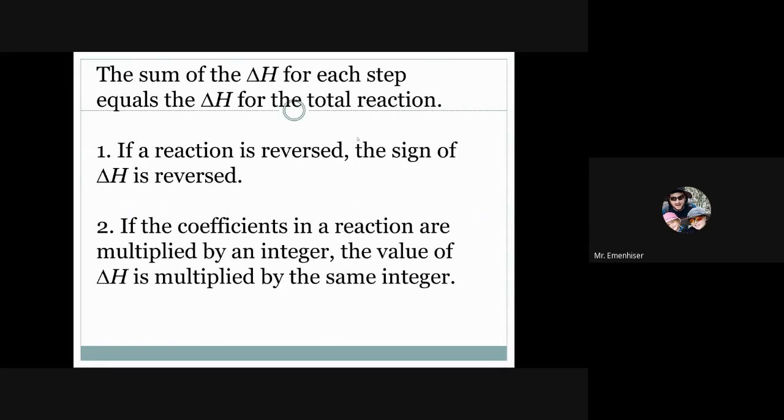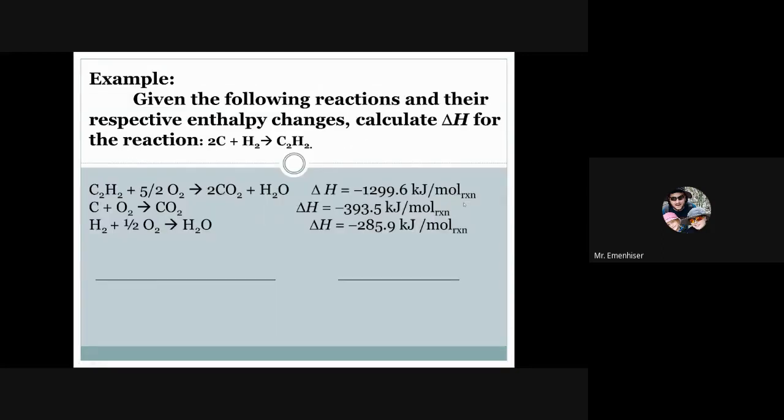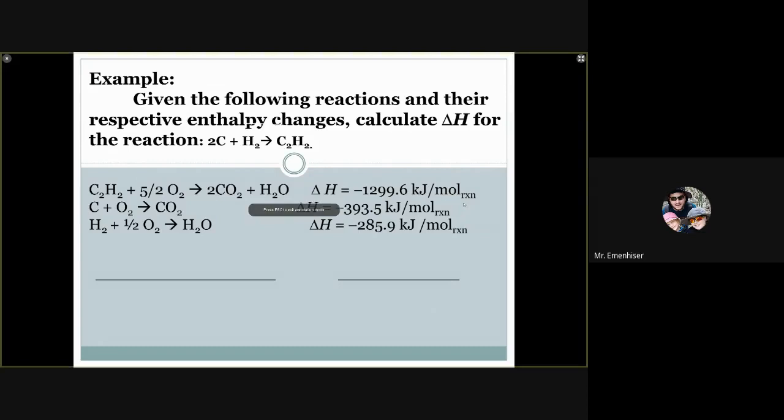H for the reaction. So let's look at the example that we did last time. This was a pretty simple one. We've got 3 reactions here, and we are going to try to get this target reaction. This is our target reaction. Okay, there we go. And we've got these 3 reactions here. All right, so if we look at our reaction, the first thing we have in there is 2 carbons. So let's find the reaction that has carbon in it. That's the second reaction, this one here.